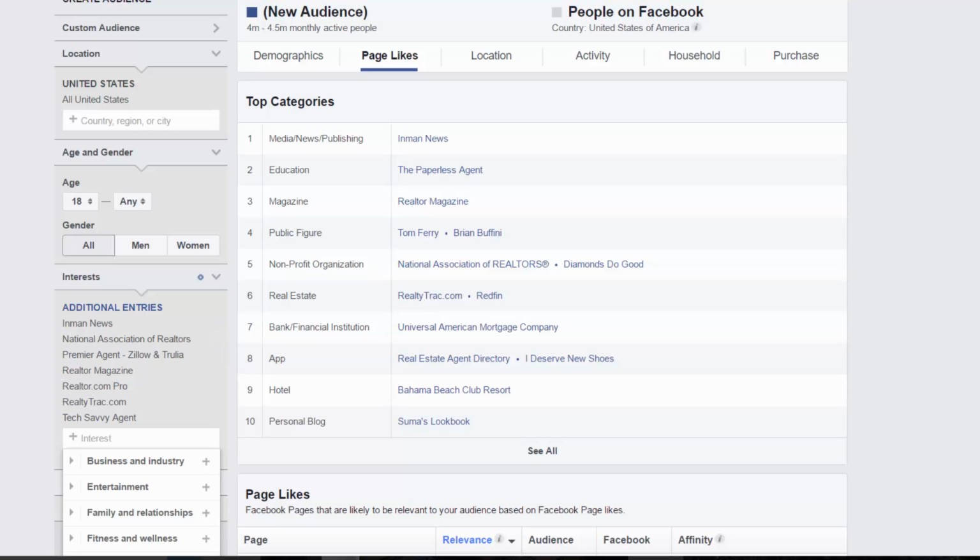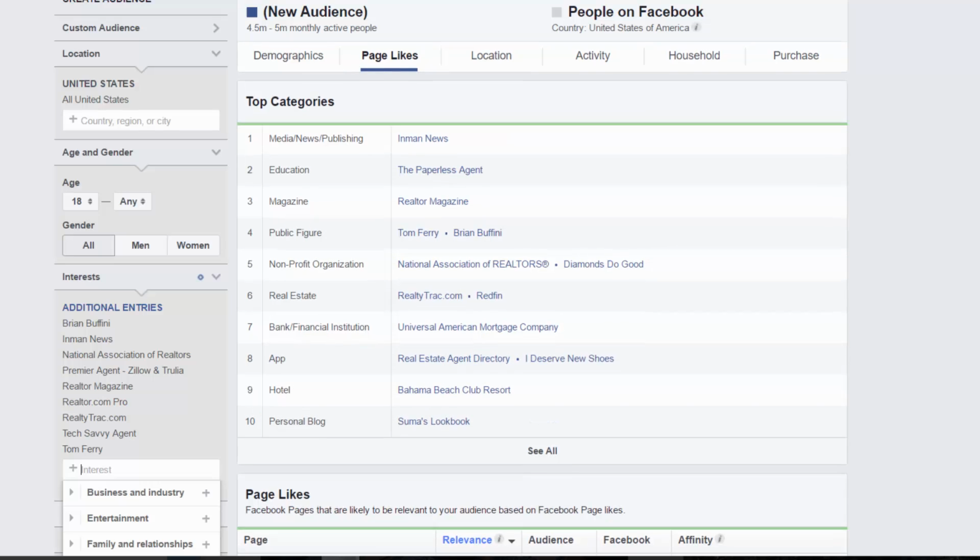So you've got the coaches have big followings. Tom Ferry has a very, very big following. He's up in the hundreds of thousands. Brian Buffini has lots of people in his interest group. So, you know, let's take a look at that. And when we look at these interests, there are a lot of intersecting interests, and we can get a very, very good idea of some other interests here.